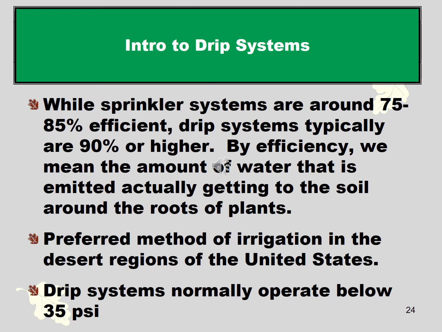And the drip systems are the preferred method of irrigation in the desert areas of southwestern United States and the landscapes all around the south coast of California and many other areas. And most drip systems normally operate below 35 psi. You don't want it to be too high above that, or the little tiny emitters tend to not function well or pop off. So you want it to be below 35 psi.